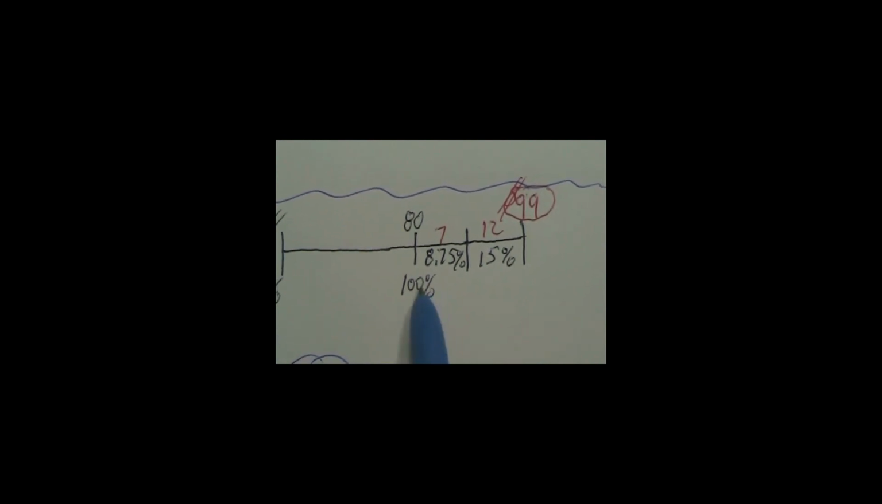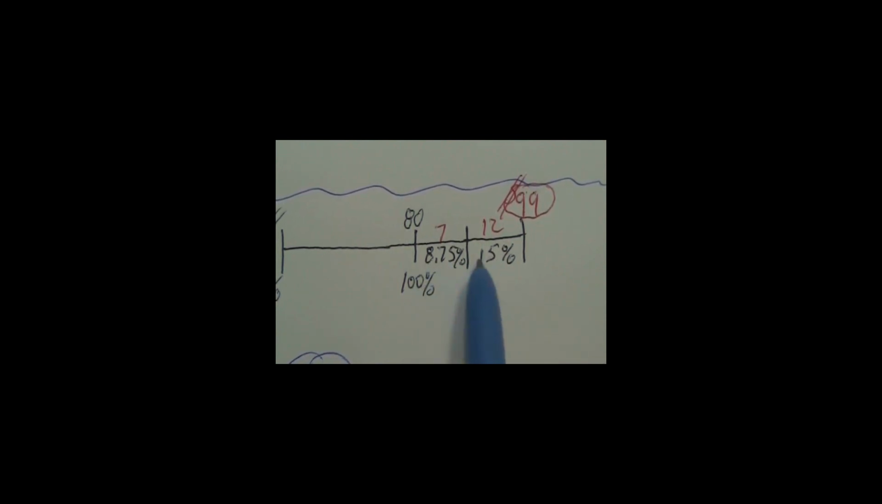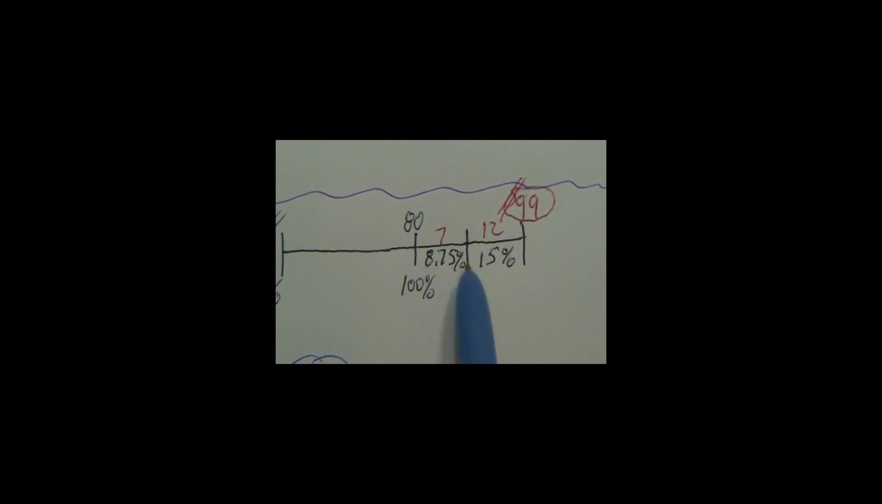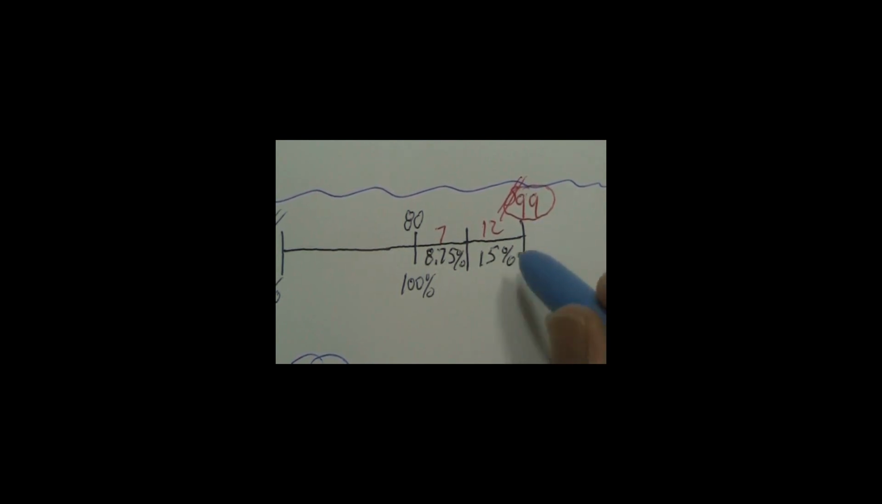Now, if you're clever, you will notice that we added 15 and 8.75. That would make 23.75%. Do you notice that this number is 123.75? That's a percent. 123.75% times 80, you would end up with the same value.